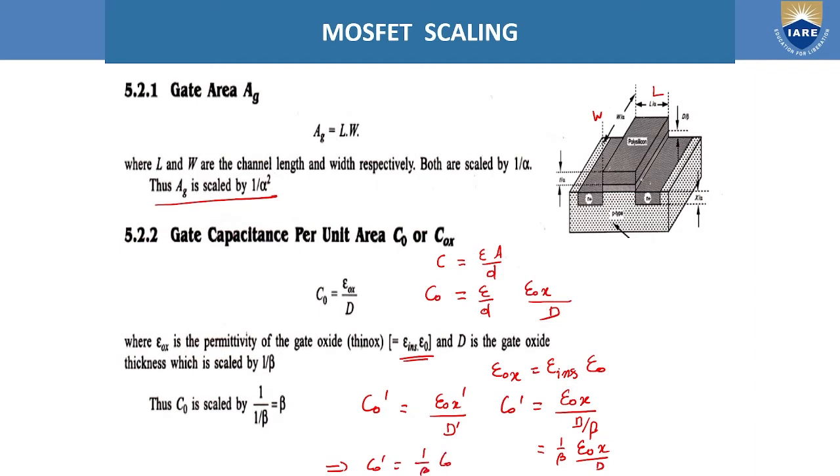So the gate capacitance per unit area is scaled with a factor. See, D becomes D by beta. So here you get beta. So C0 dash is equal to beta C0. So to summarize, the scaling increases the unit area gate capacitance, because C0 dash is equal to beta C0.